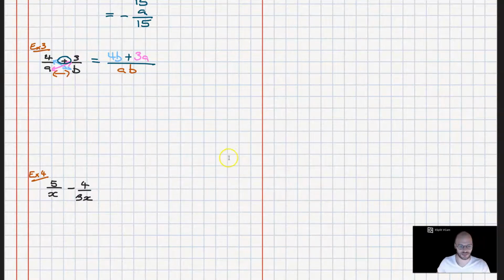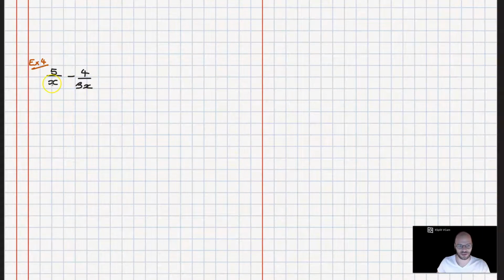Now going down onto example 4, we have 5 over x take 4 over 3x. Now once again our objective is to have a common denominator. Now we can go about this two ways. The first way we can do it is we can multiply the two denominators together. Then we can multiply the numerator of the first one and the denominator of the second. And likewise the second numerator and the first denominator. Now this way would work, but it's going to be a bit cumbersome when we do it. I'll do it anyway just to show you.